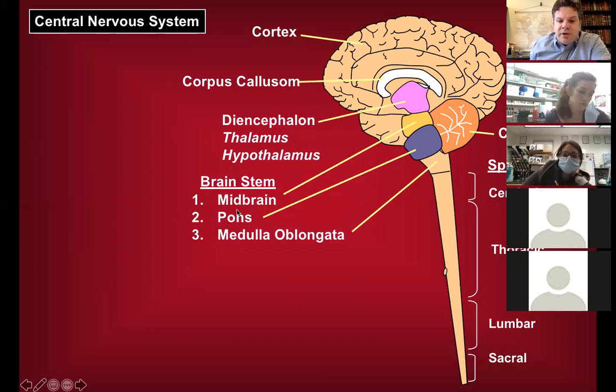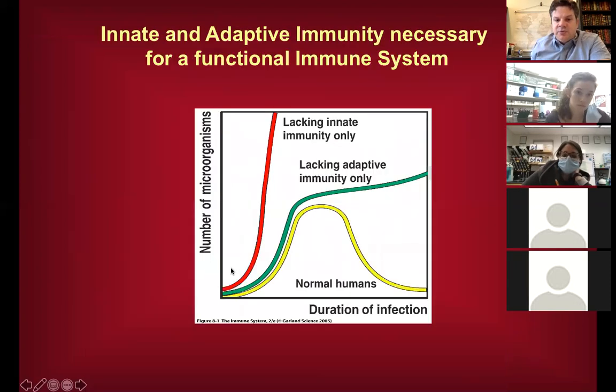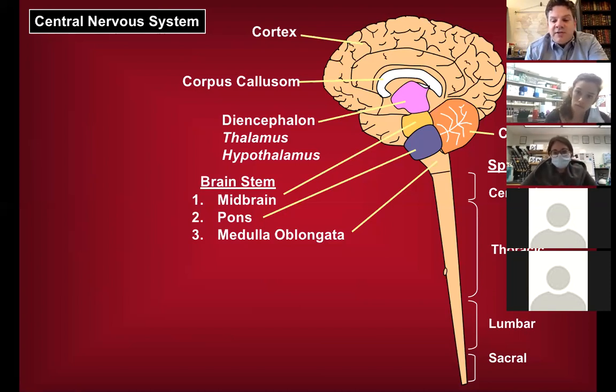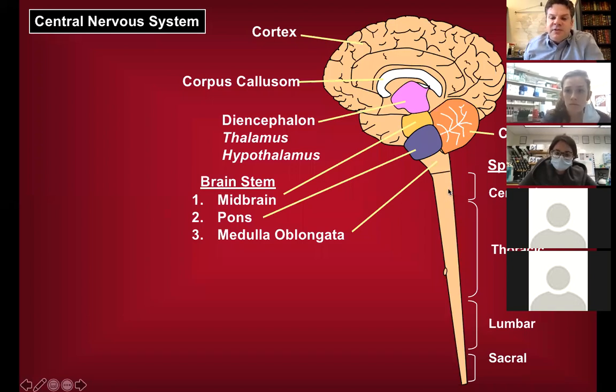The midbrain, let's see, oops, I'm sorry, I'm trying to move the pons, and then the medulla oblongata, okay? And then below that is the spinal cord, and there are 4 sections of the spinal cord: cervical, thoracic, lumbar, and sacral. So you'll probably see from those lectures that there'll be injuries at the cervical level, or the thoracic level, or the lumbar level.